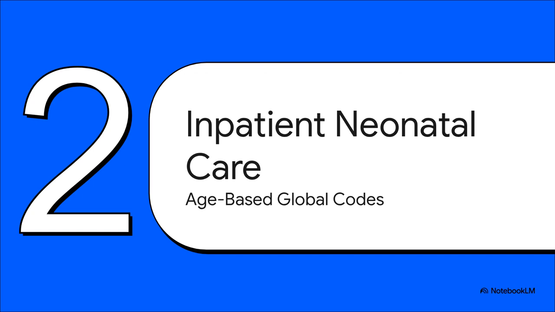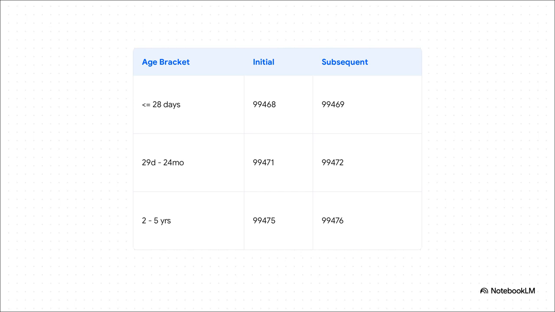Okay, moving right along to Section 2. Inpatient, neonatal, and pediatric care, and age-based global codes. So we're shifting gears from time-based transport codes to age-based global codes. In the inpatient setting, our critical variable completely changes. We're no longer counting minutes. Instead, we're looking at the patient's exact age to assign a global per-day code.